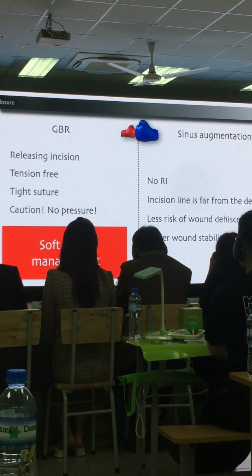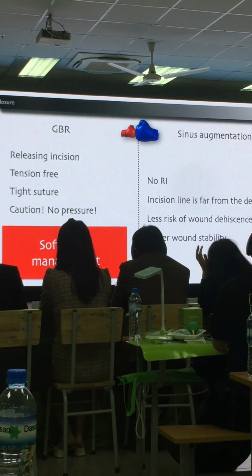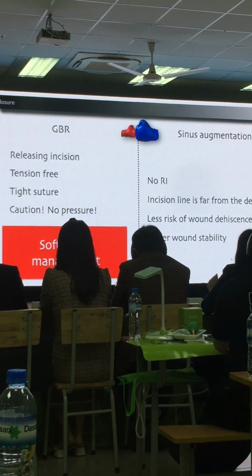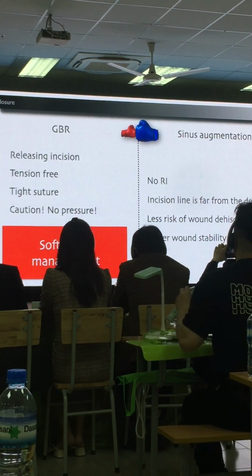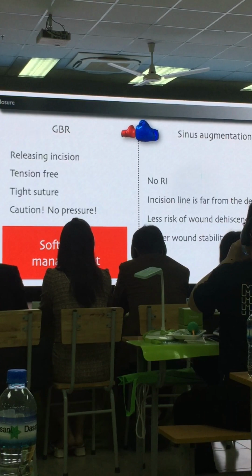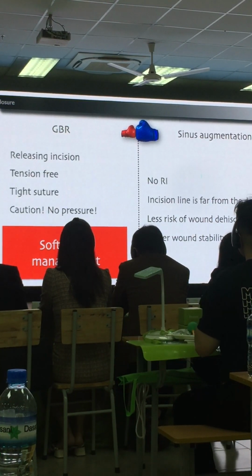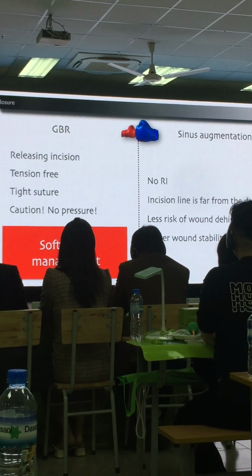In terms of wound closure, there are differences between the two procedures. Because of the external volume increase in the GBR procedure, the overlying flap should be extended. For tension-free closure, vertical incision and periosteal releasing incision should be made with special caution. In general, the incision line lies on the augmented bone mass, which has a lack of blood supply. So, tight sutures are needed to prevent wound dehiscence during healing.